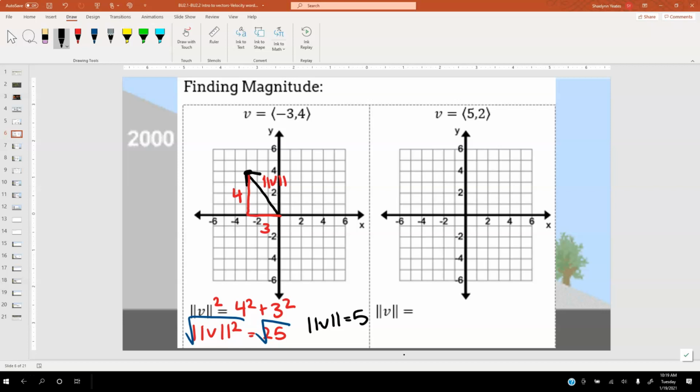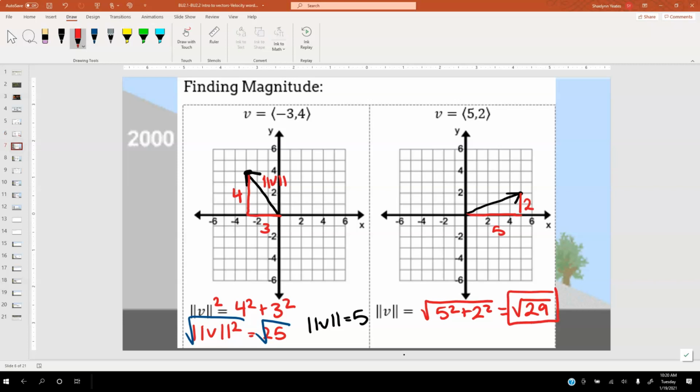Alright? Let's go ahead and do this other one. Then you guys will practice them on your own. So we're going to find <5, 2>. So then there's my vector. So, Pythagorean theorem, this is 5 long and 2 tall. So we can just say this is the square root of 5 squared plus 2 squared. So if we do that in a calculator, we end up with the square root of 29. And no, I'm not going to reduce that.